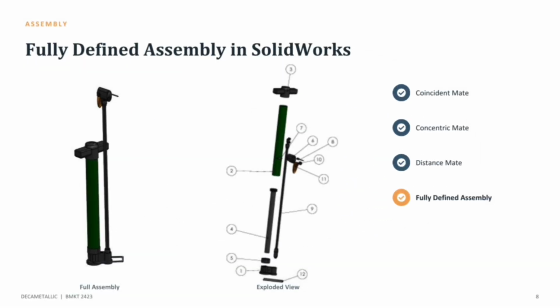All 10 components were assembled in SolidWorks using 3 types of mate constraints: coincident mate, concentric mate, and distance mate. These constraints ensure that every component is fully defined within the assembly environment, with no floating or underdefined parts. The result is a complete and functional full assembly as shown on the left and an exploded view with a labeled bill of materials on the right. The assembly was verified to be fully defined, confirming the accuracy and integrity of our CAD model.